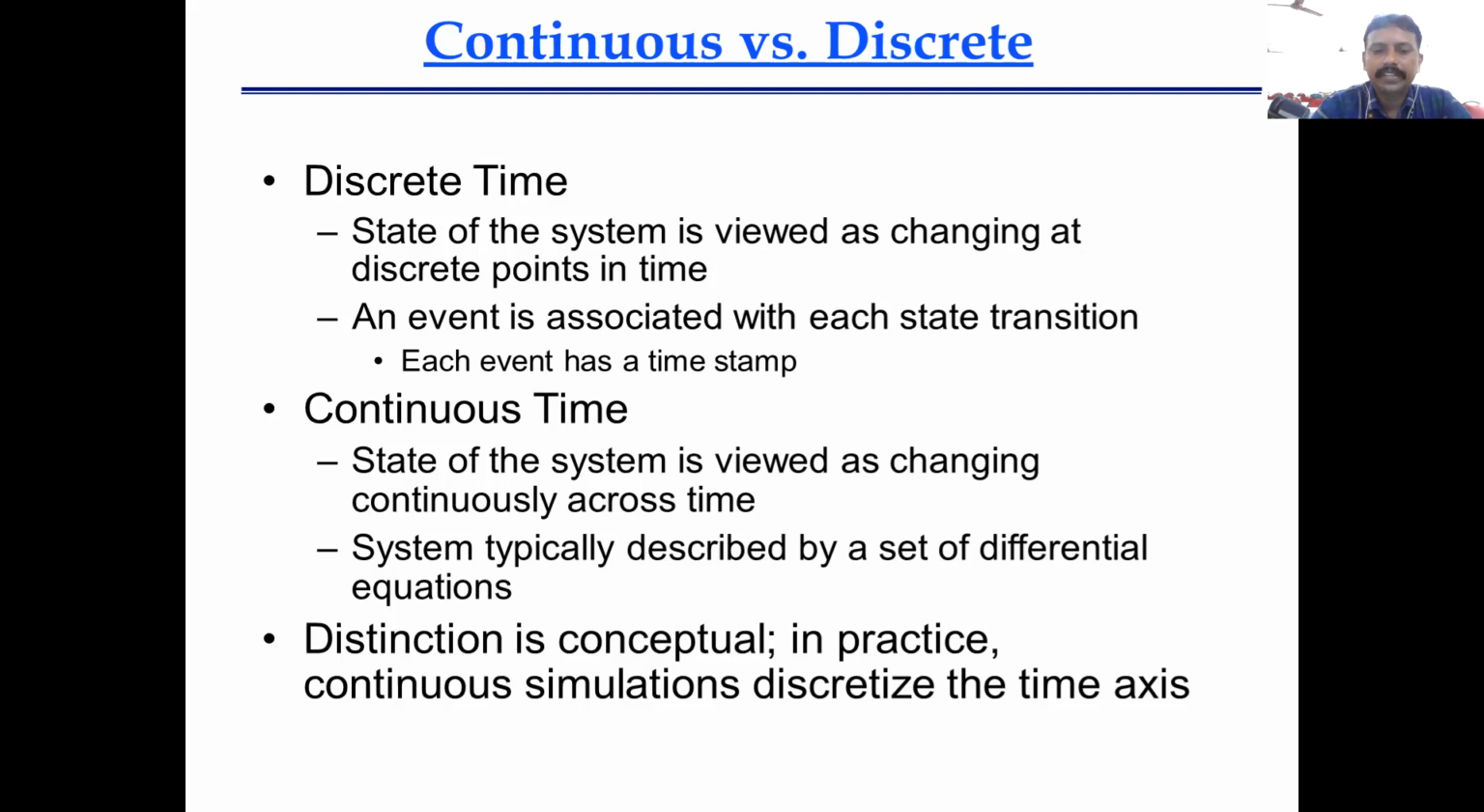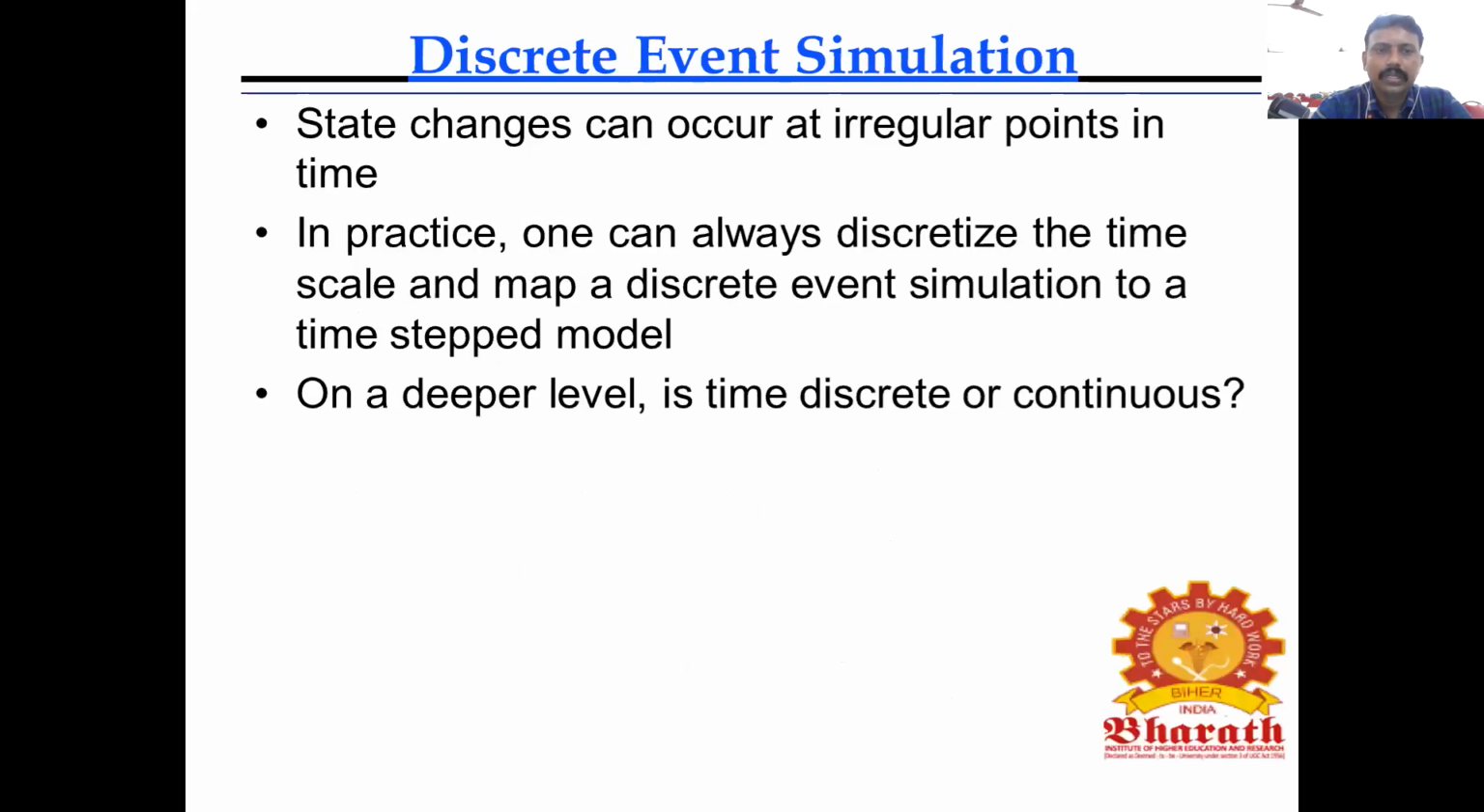In practice, a continuous simulation and a discrete time axis will be there, as in an x-axis, y-axis model. And in a discrete event simulation, the state changes can occur at irregular points in time, and in practice it can always be mapped to a discrete scale, as a discrete event simulation and a time step model. It is a deeper level, and time discretization continues in the next slide.